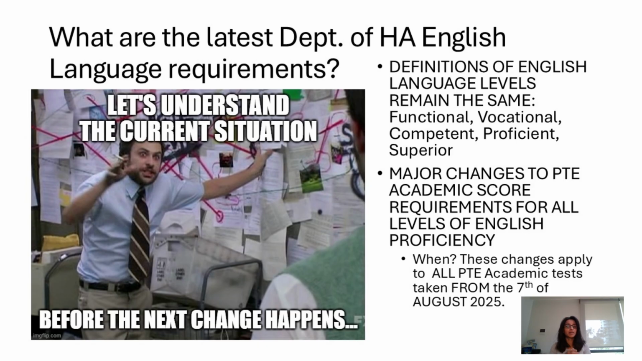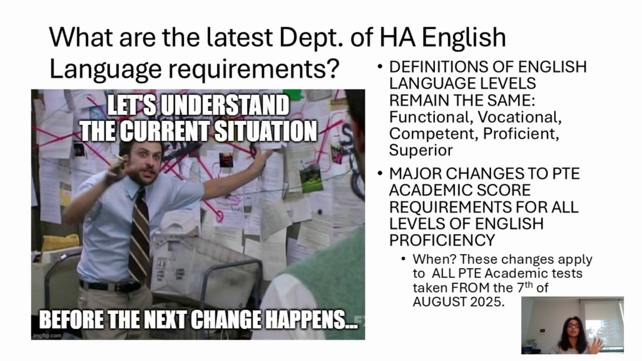Next, there are major changes to PTE Academic score requirements for all these levels of proficiency. Okay, the changes from PTE came into place on the 7th of August. The final changes, well, I say final, but you know what? Immigration can change its mind whenever it wants. It can do what it wants, and it does what it wants. The major changes were finalized on the 13th of September.